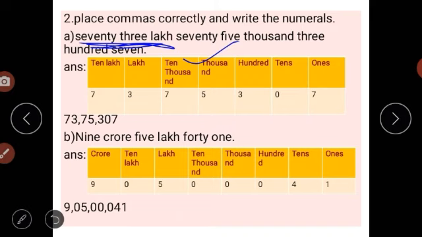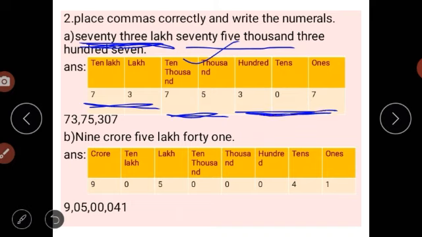What is the value for lakh given here? 73. That's why in the lakhs column we have written 73. Next we have 75,000, so the next column is thousands. In the thousands column we write 75, because in the question itself it is given that we have 75 thousands. Next, what number is remaining? 307. So we write here 307. Getting it?